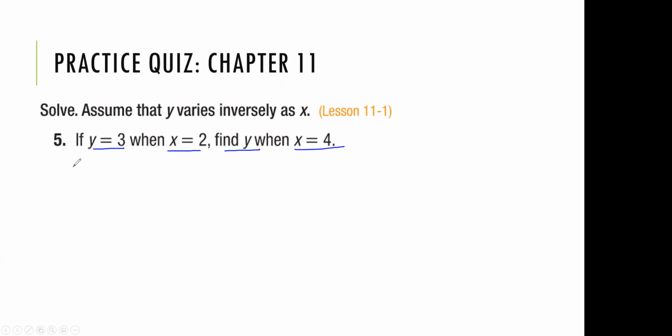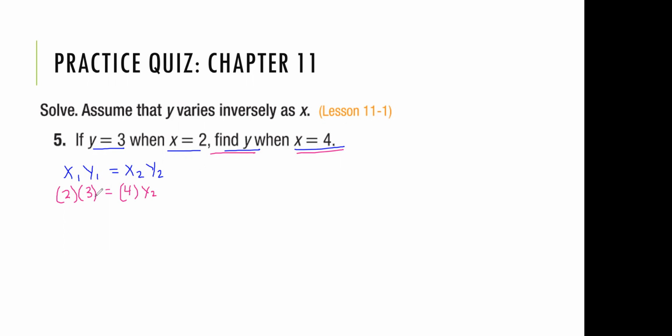So we're going to use that product rule. So the x value of the first point times the y value of the first point is equal to the x value of the second point times the y value of the second point, okay? So we plug in our values. The x value of the first point is 2. The y value of the first point is 3. The x value of the second point is 4, and we don't know the y value of the second point. That's what we're being asked to find, okay?